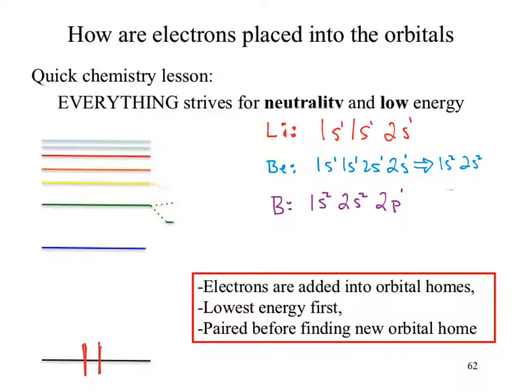See beryllium? See boron. What is between those two? Empty space. Why is there empty space? It's a new orbital. That's it. I have to use a new orbital. So, the birth of the p.